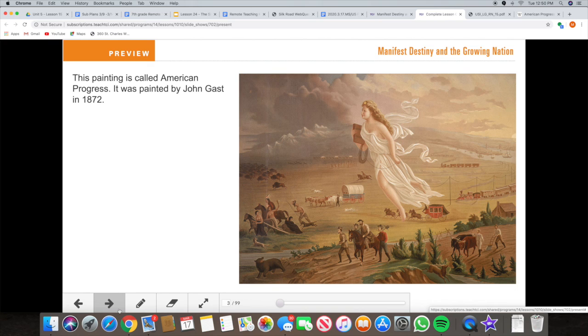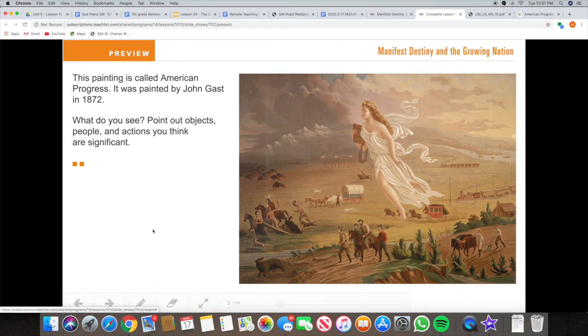you have 5 questions. Those 5 questions are about this painting that is in front of you. This painting is called American Progress. It was painted by John Gast in 1872. If we were in the classroom, obviously we would have a discussion, but it's just you and me right now, so we can't really do anything besides looking at the picture together.